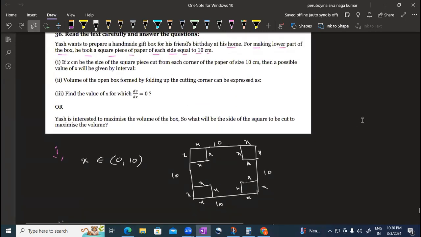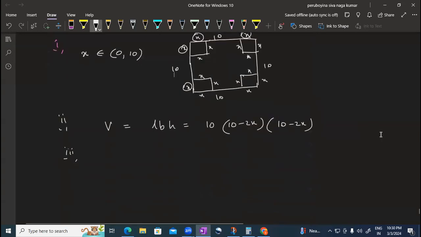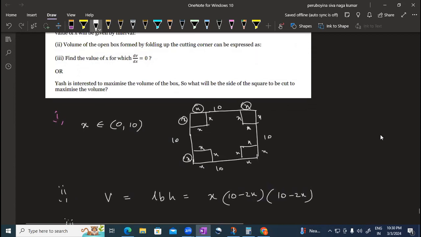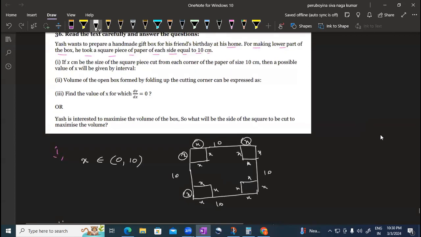And what next? Why was it 10 minus 2x? Look at this, x and x, cut it down, right, out of 10. So here also, this x and this x were cut. So 10 minus 2x, this part, into 10. Not 10, into x. The height is what? x, right? So x into 10 minus 2x into 10 minus 2x. Fine. Next.